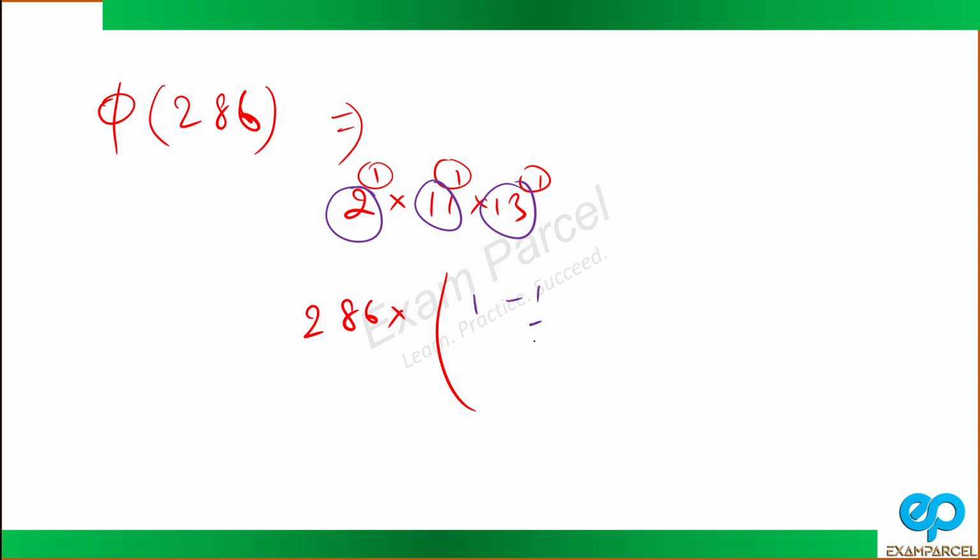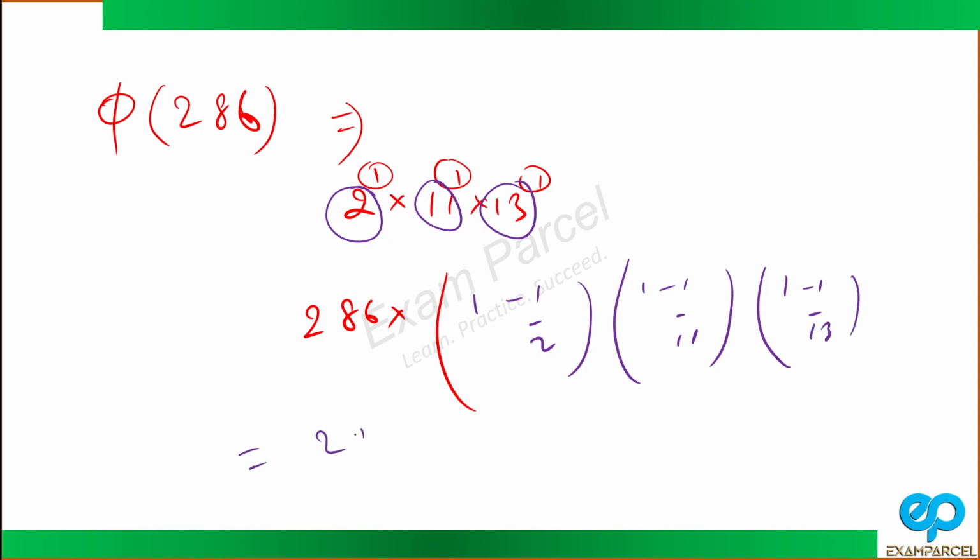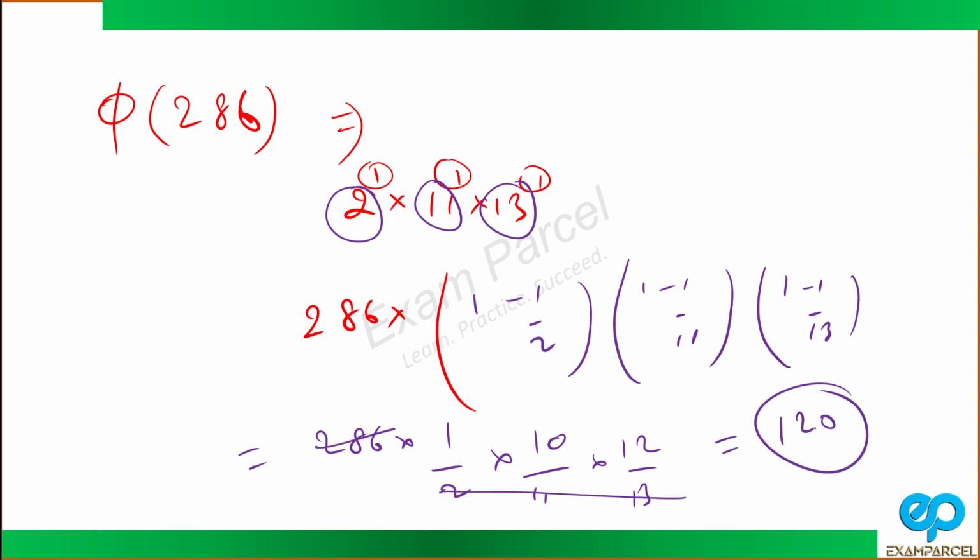So I will write 1 minus 1 upon 2, 1 minus 1 upon 11, 1 minus 1 upon 13. Simply solve them. 286 into 1 by 2 into 10 by 11 into 12 by 13. So 13 into 11, 143 into 2, 286. So this is common. 10 into 12, 120. So finally our answer is 120.